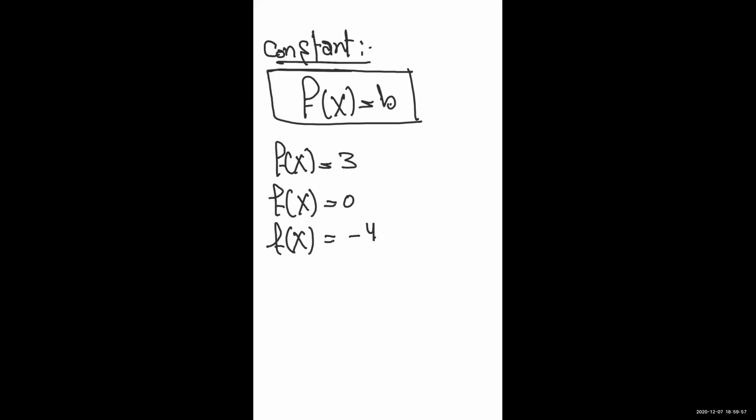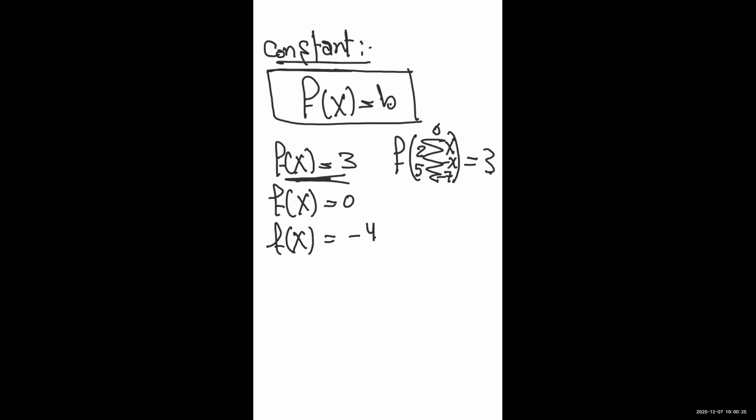So f of x equals 3. This means f of anything here will equal 3. So if I ask f of 2 equals 3, f of 5 equals 3, f of x equals 3, f of negative x equals 3, f of negative 7 equals 3, even f of 0 equals 3, this is the constant function.